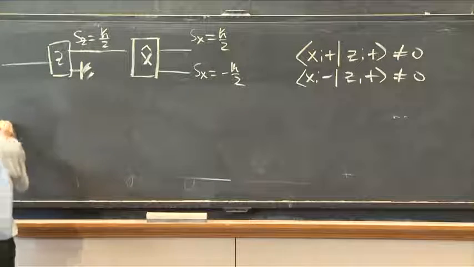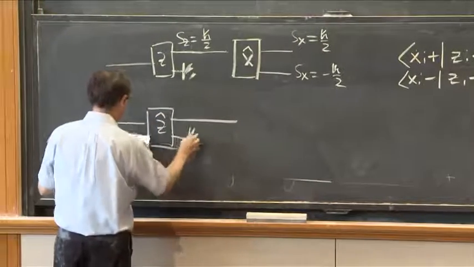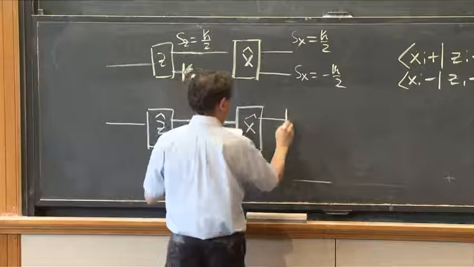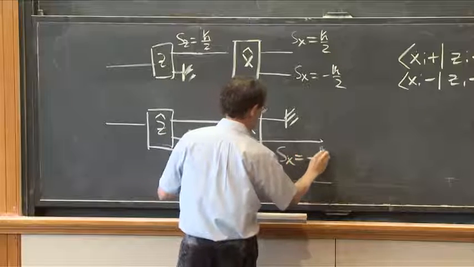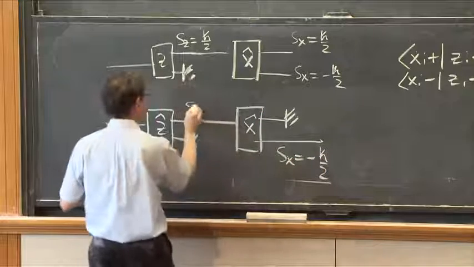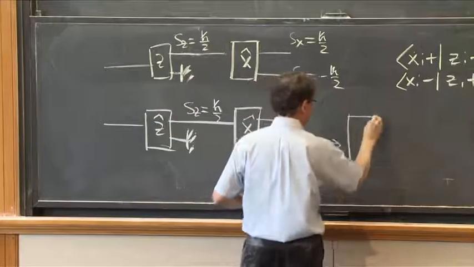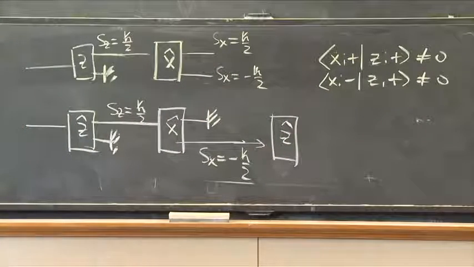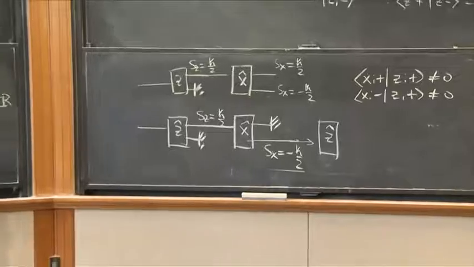Finally, the last experiment is this. Z-hat, block again, x-hat, but this time block 1. So here is a state with Sx equal minus ħ/2. Here is a state with Sz equal ħ/2. And now you put a z machine again. And what happens? Well, there's two options. People that were inventing quantum mechanics, no wonder, thought about them.